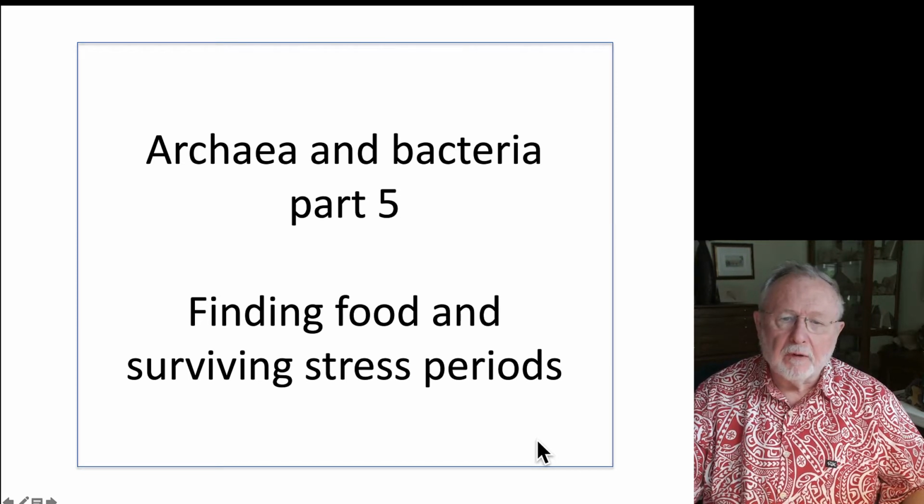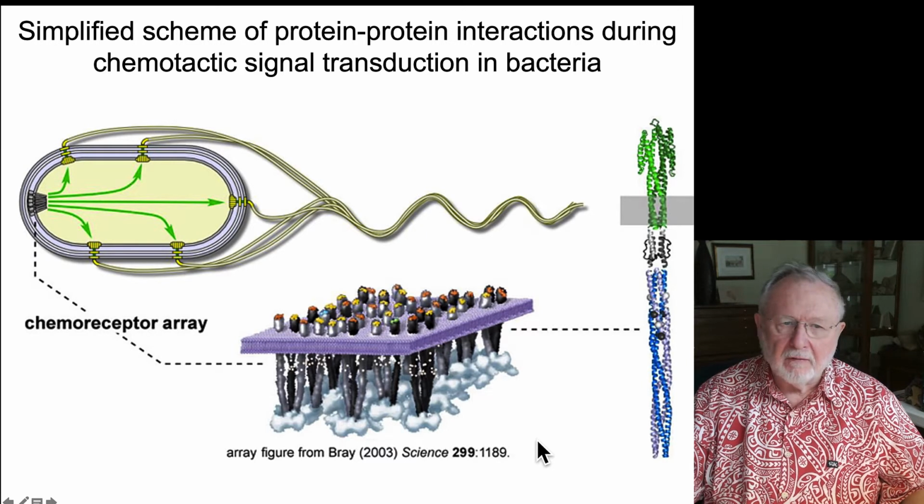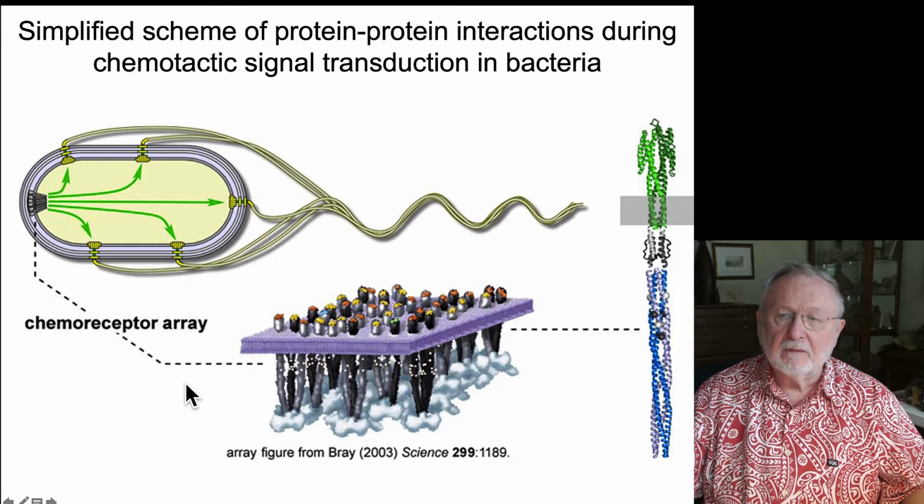Here in part 5, we're going to talk about finding food and how archaea and bacteria survive stressful periods. Archaea and bacteria appear to have a nose. There's a chemical receptor array sitting at the head of bacteria. Here is a molecular drawing of that configuration.